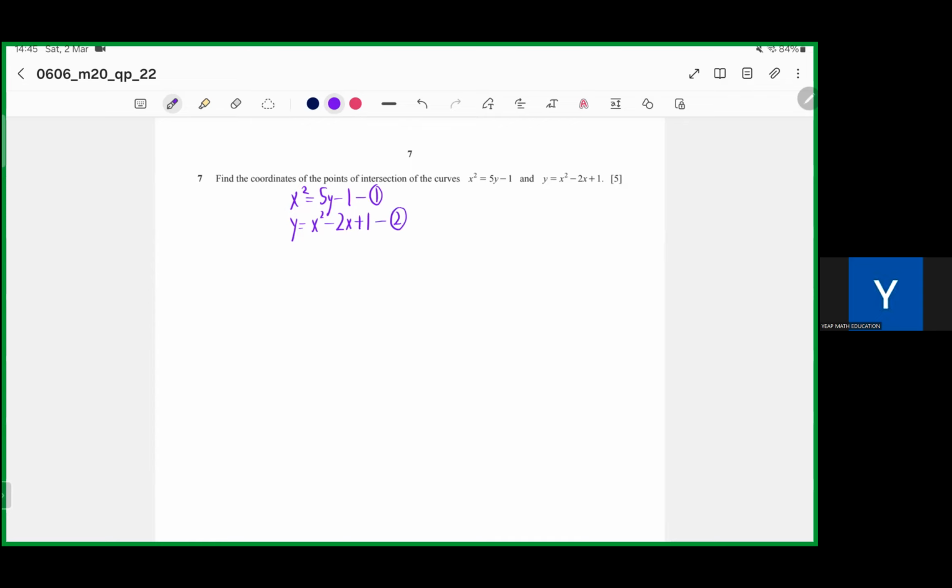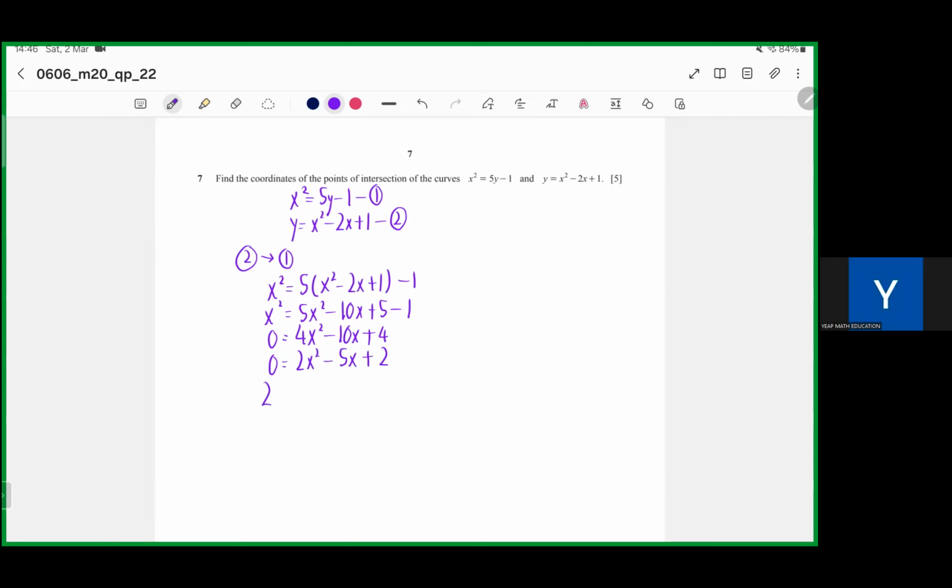Okay, second equation. I take the second equation and put it into the first equation, so we make x squared equal to 5x squared minus 2x plus 1 minus 1. So 5x squared minus 10x plus 5 minus 1 x squared. Here I got 4x squared minus 10x plus 4. And then I simplify that, I get 2x squared minus 5x plus 2.